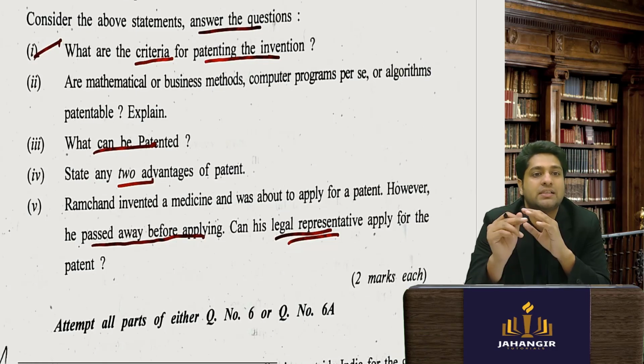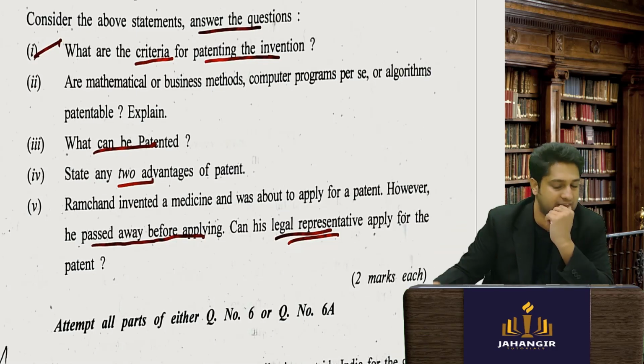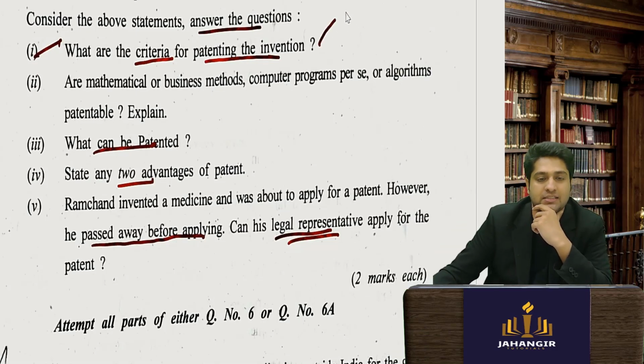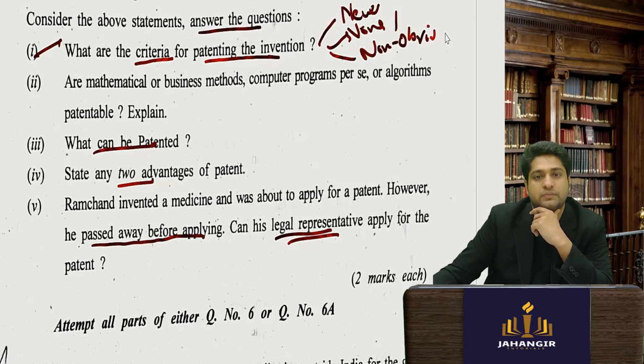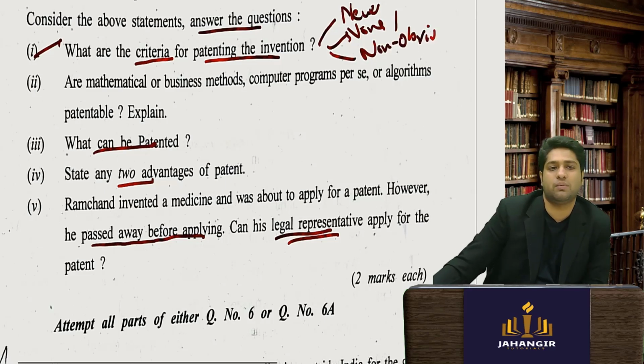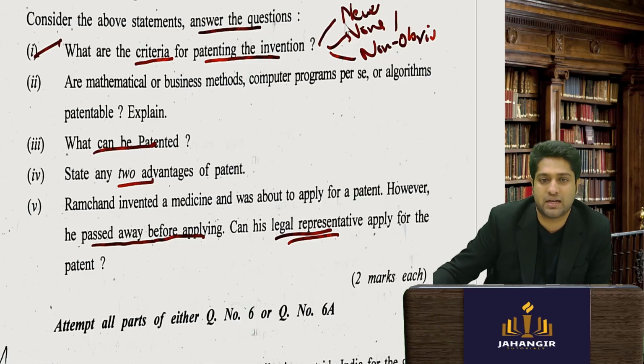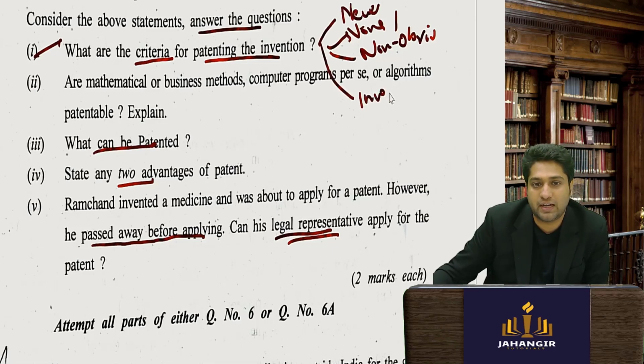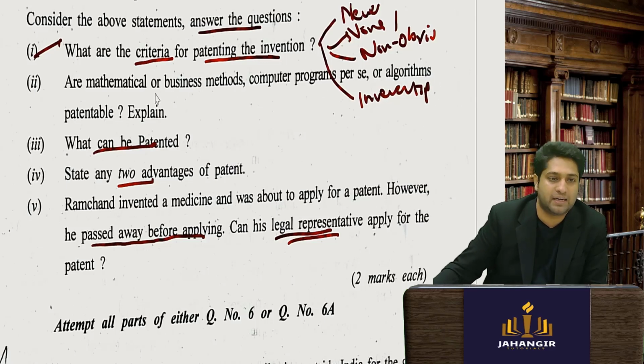So what is the criteria for patenting an invention? So a generic question has been asked. So it should be new, novel, and non-obvious. You can write. So it's a generic question. These are the criteria which are there. It should involve an inventive step, should not be prohibited, etc.